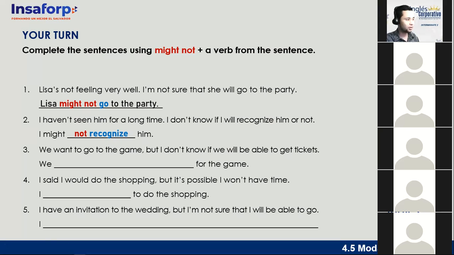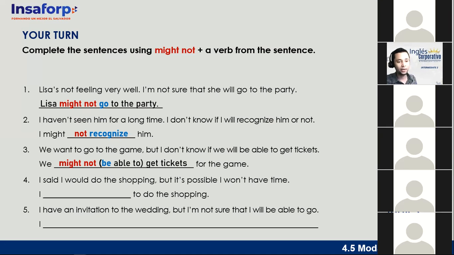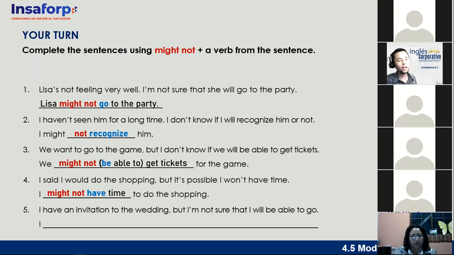O puede ser también, vamos a poner aquí en paréntesis, para que nos quede bien. Puede ser también, we might not be able to get tickets. We might not be able to get tickets for the game. O simplemente, we might not get tickets for the game. Okay, very good. What about number four? Volunteers, please. Rebecca, I said I will do the shopping, but it's possible I won't have time. I might not have time to do the shopping. Correct.